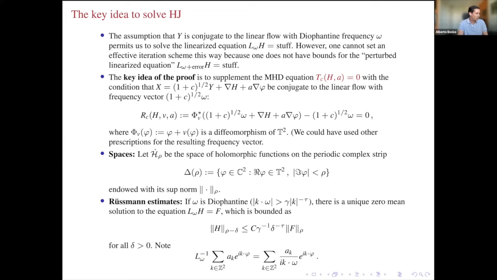In this case, we are borrowing the Rüssmann estimates, which says that depending only on the Diophantine constants that we have, we can estimate solutions to the equation in terms of analytic norms. Okay, we have to lose a little bit of analyticity here, but everything happens in a controlled way, and that is going to give us a set of very nice estimates.